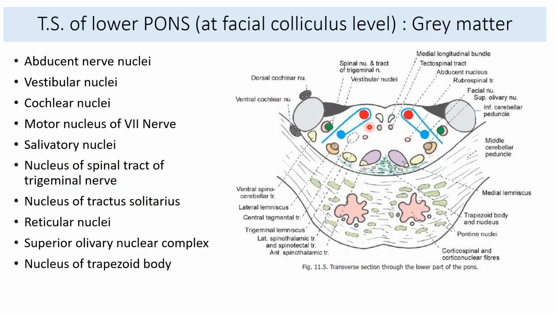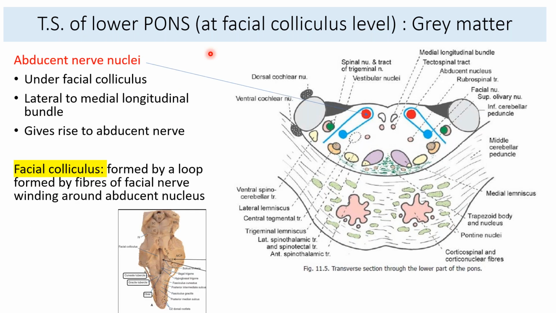Now let us see the gray matter arrangement in the transverse section. Remember, you do not have to draw the central canal over here because posteriorly it is related to the 4th ventricle. So there is no central canal at any level of the pons. These are the gray matter nuclei arranged at the level of the facial colliculus through the lower part of the pons. We'll do it one by one. So first we'll start with the cranial nerve nuclei.